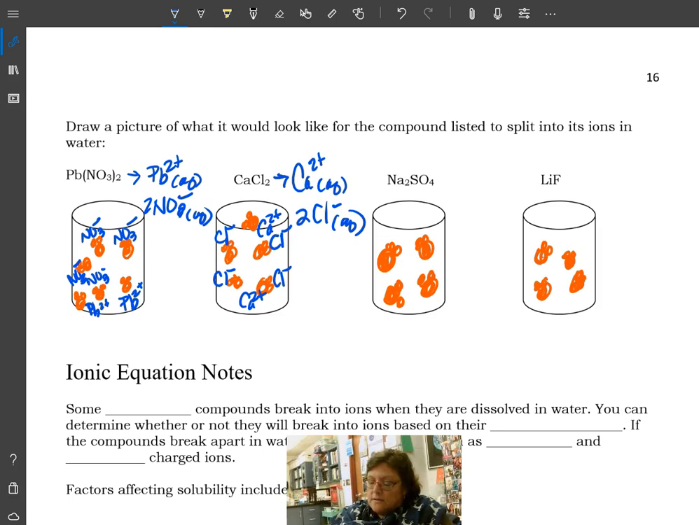Sodium sulfate. This time we're going to have 2 sodiums for every 1 sulfate. Oops, I don't know why I did that. So I need 2 more sodiums. And then lithium fluoride, we would have lithium on the negative end and the fluoride attracted, not attached, to the positive end. All right.